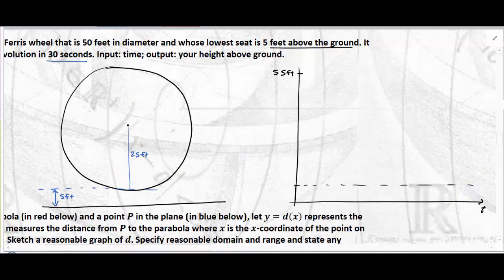So I'm either right here, and then I go around, and then I come back right here. So at this altitude, I'll be 55 feet in the air. Okay, all right. So I'm going to be moving between these two altitudes. At t equals 0, where am I? Well, I'm climbing on the Ferris wheel, right? So I'm right here.